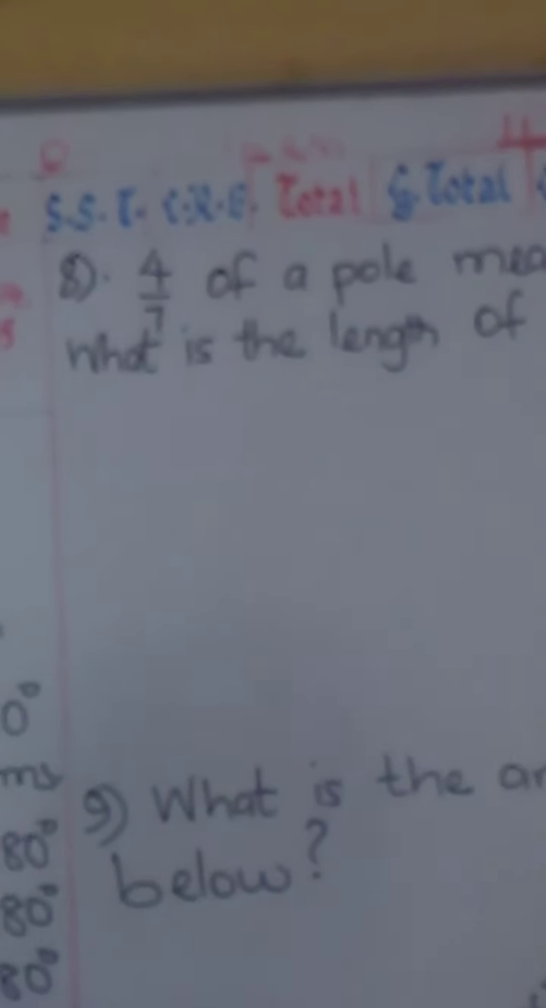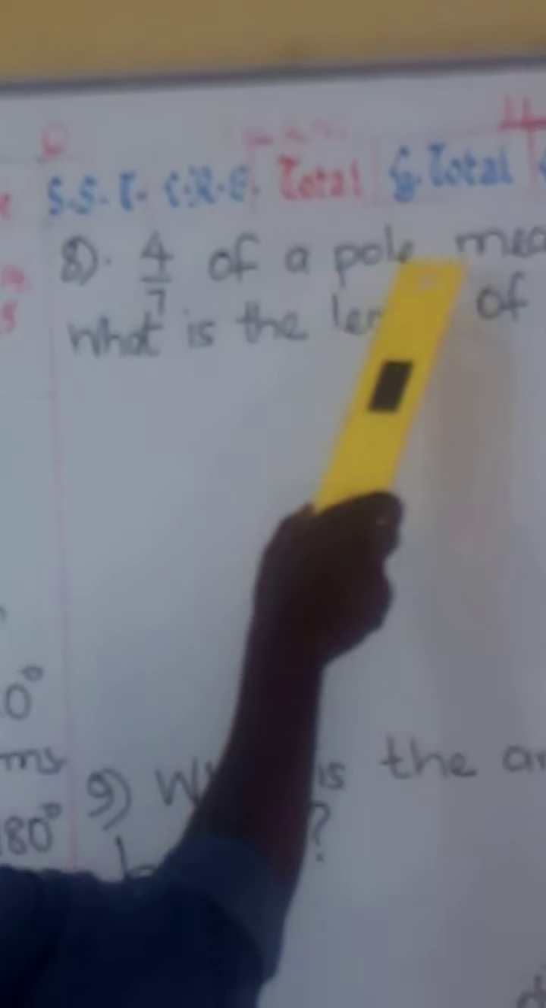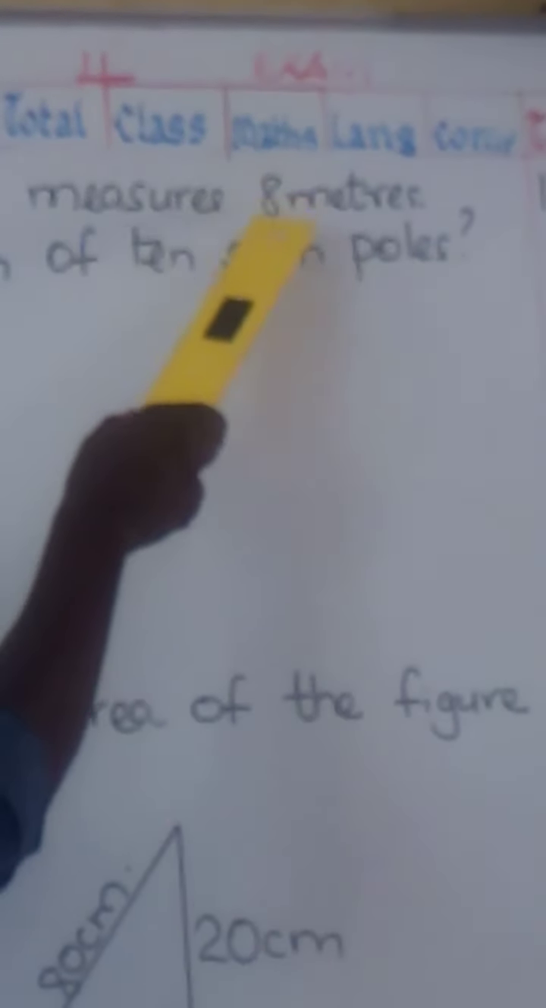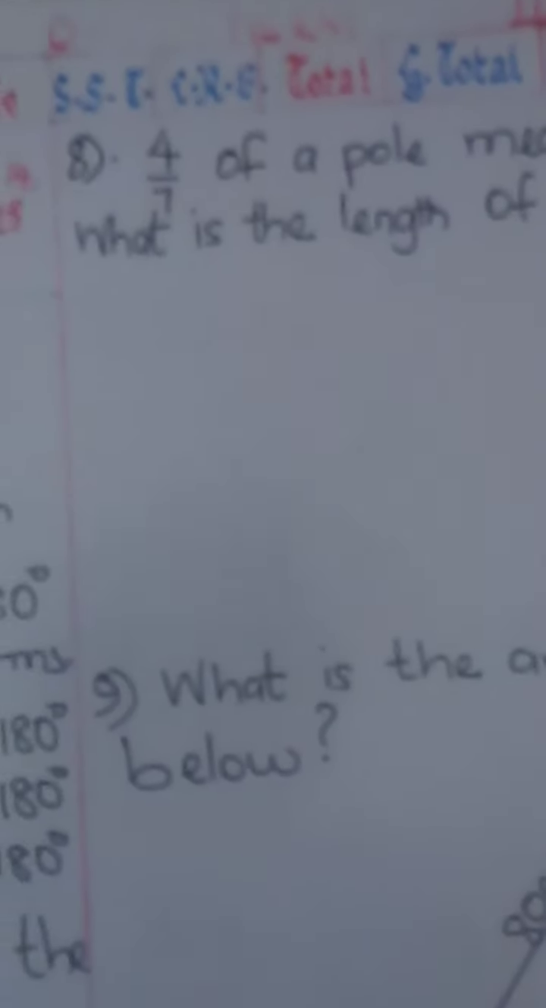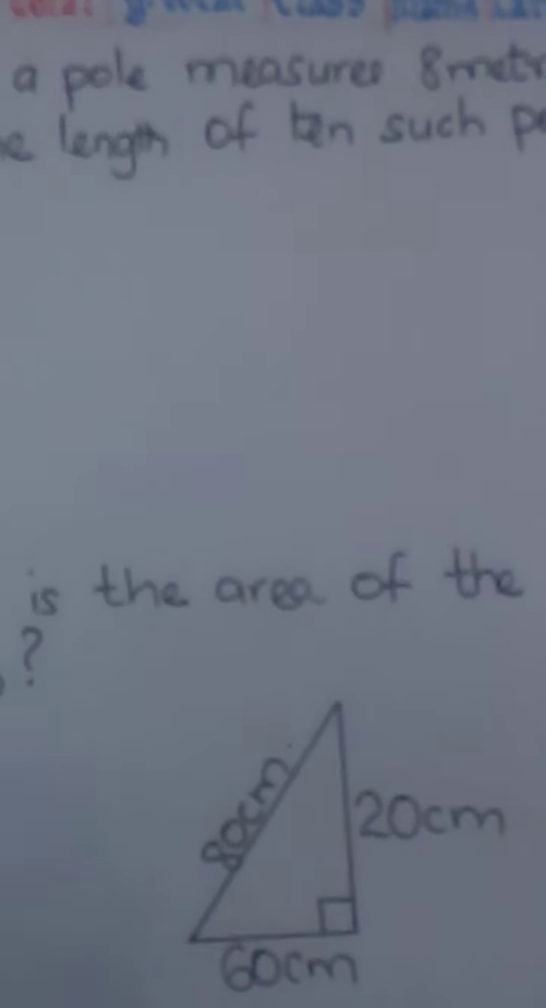Question number 8 says 4 over 7 of a pole measures 8 meters. What is the length of 10 such poles? 10 such poles. So we must calculate the measure of one pole first.